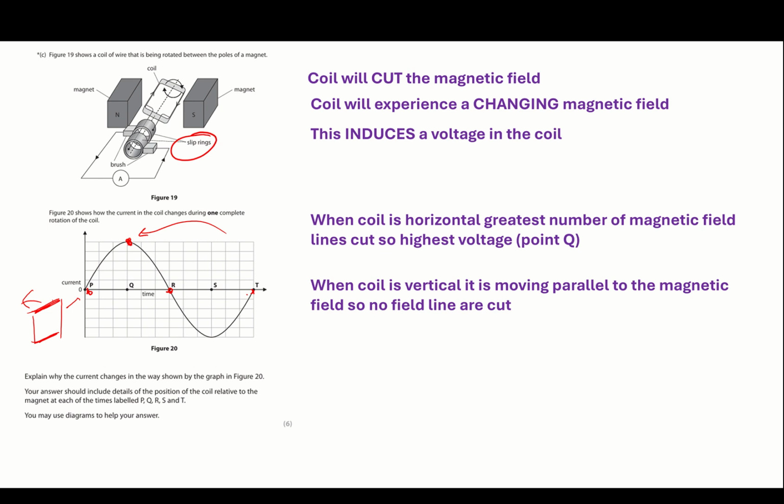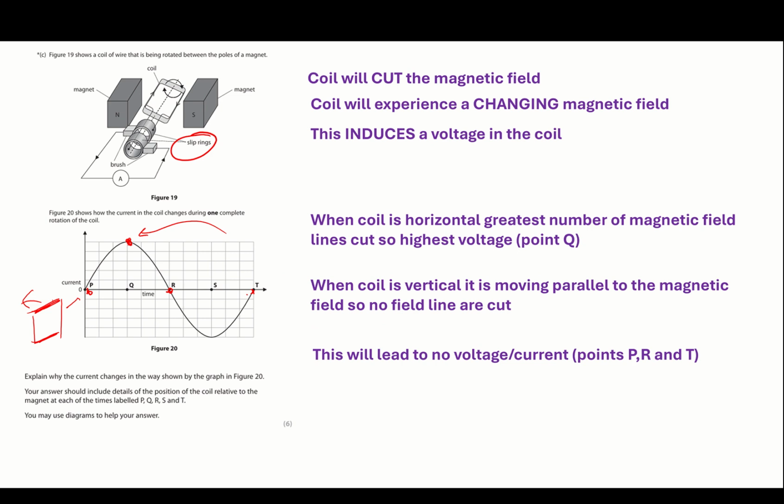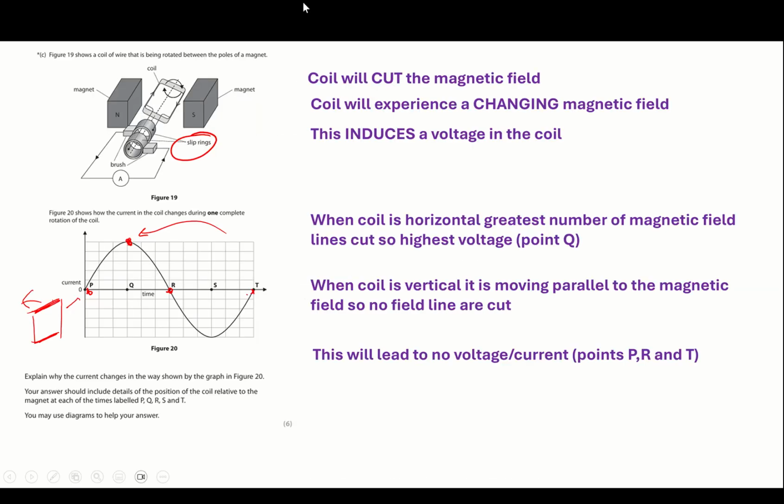When the coil is vertical, it is moving parallel to the magnetic field, so no field lines are cut. And now we can point out that that's P, R and T. So this will lead to 0 voltage or current. This is points P, R and T. And that's probably my simplified way of explaining that. And there we go. Good luck with that one. Learn it well.